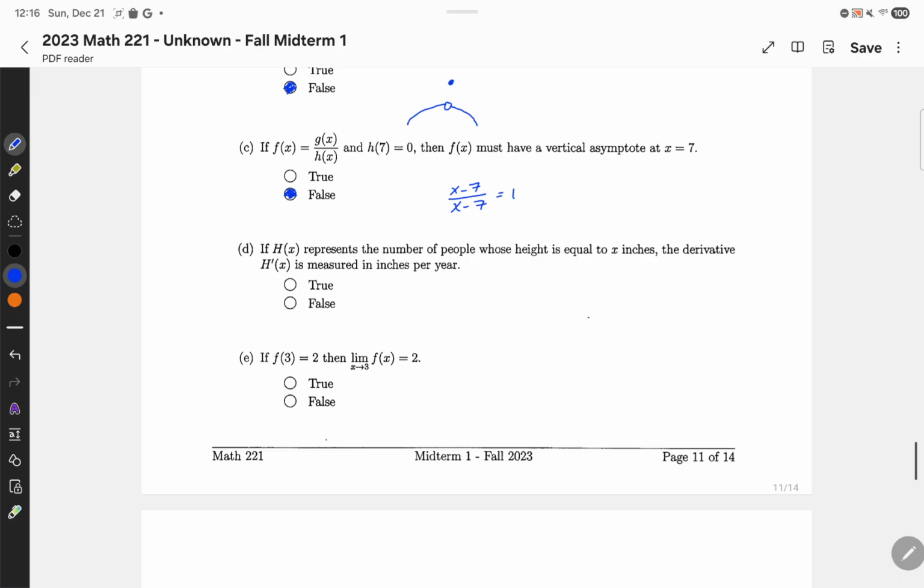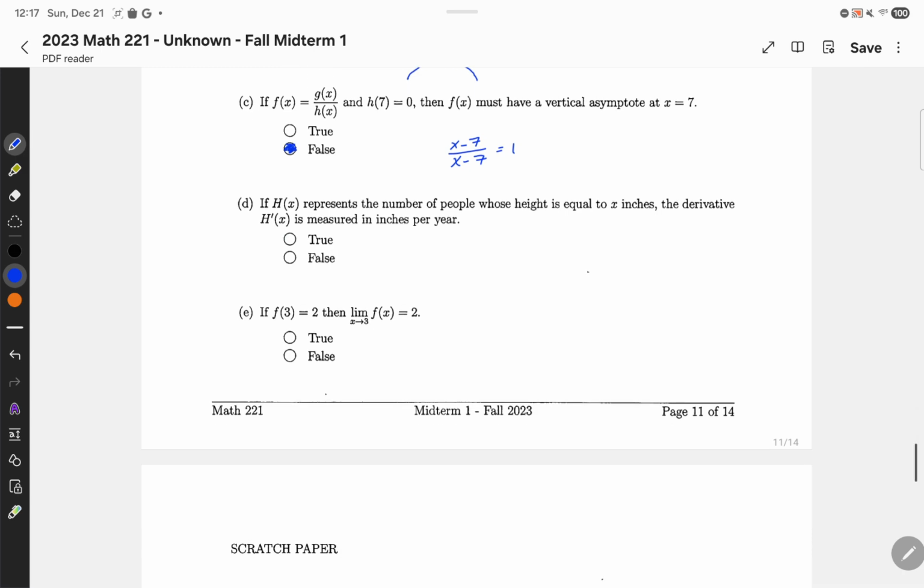All right. Next up, we have if h of x represents the number of people whose height is equal to x inches, the derivative is measured in inches per year. Well, this isn't quite right, because what h of x is telling us is a number of people with respect to inches. So the derivative is also going to be telling us something to do with the number of people. It's going to be the number of people as you change the amount of inches you're looking at. So because we don't see the amount of people here, we know that this is going to have to be false, because the derivative is going to keep the same units, just adding in the adjustment with respect to the dependent variable.